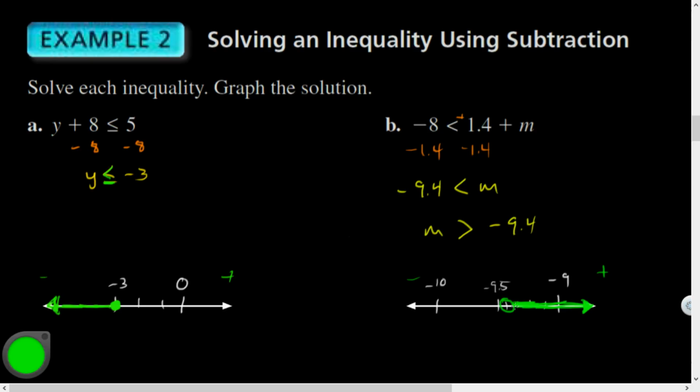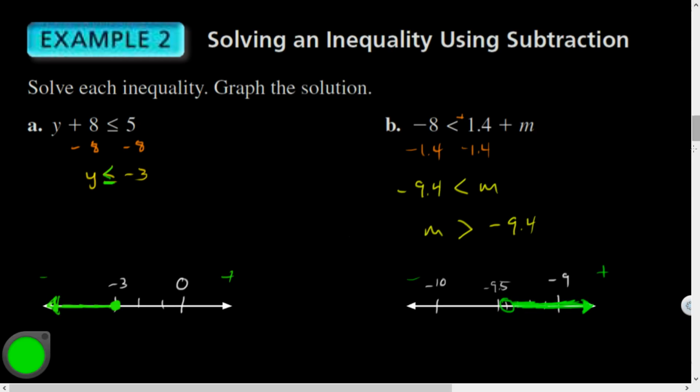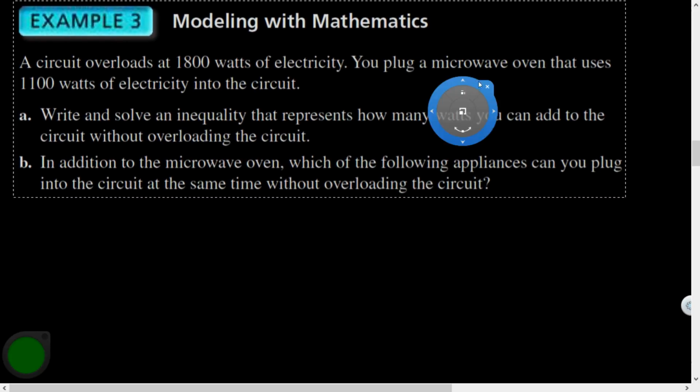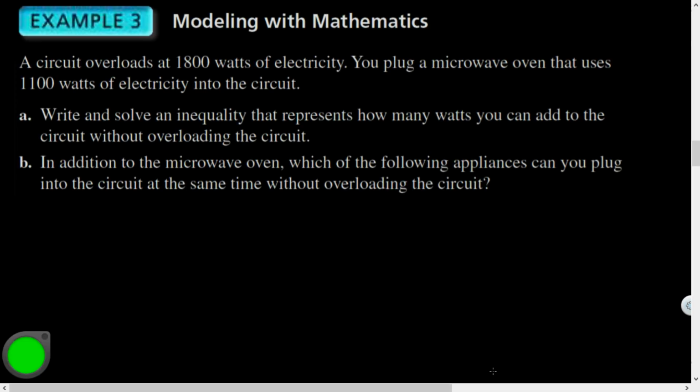See, this is a perfect lesson for after vacation. Perfect. All right. Let's do everybody's favorite, a word problem. Example 3. You guys can go back and do some of those monitoring progress later if you think it would help you. Here we go. All right. Oh boy.